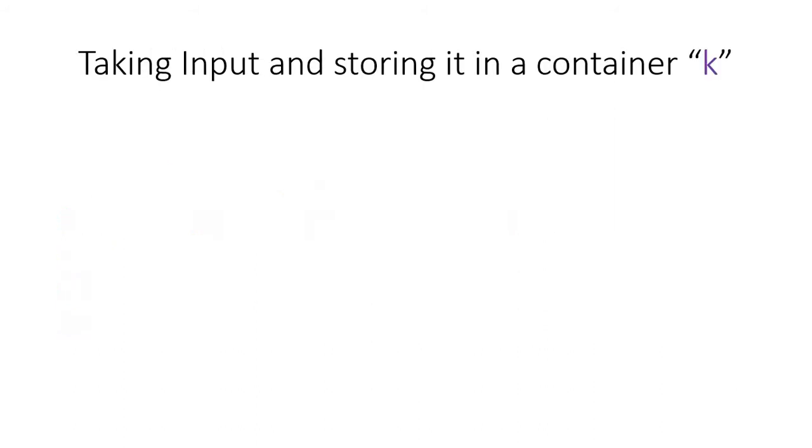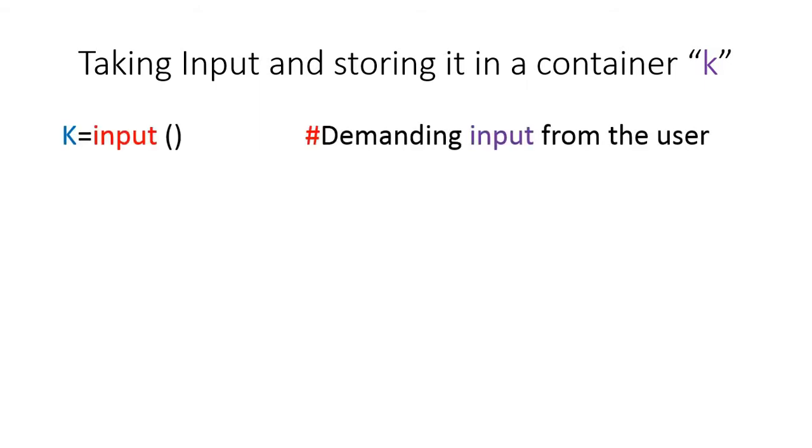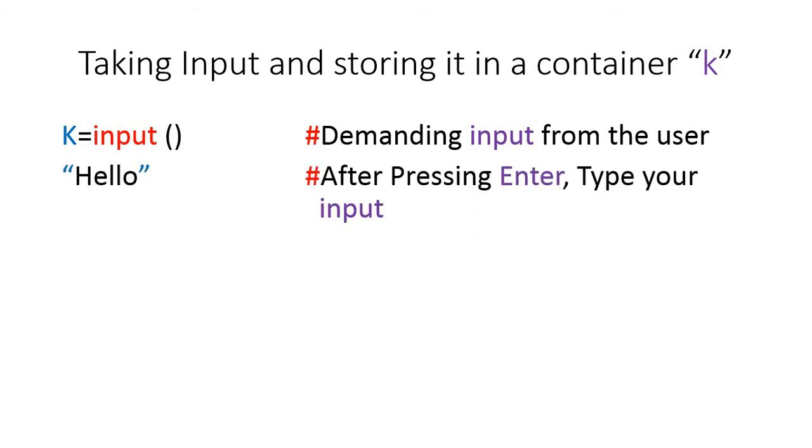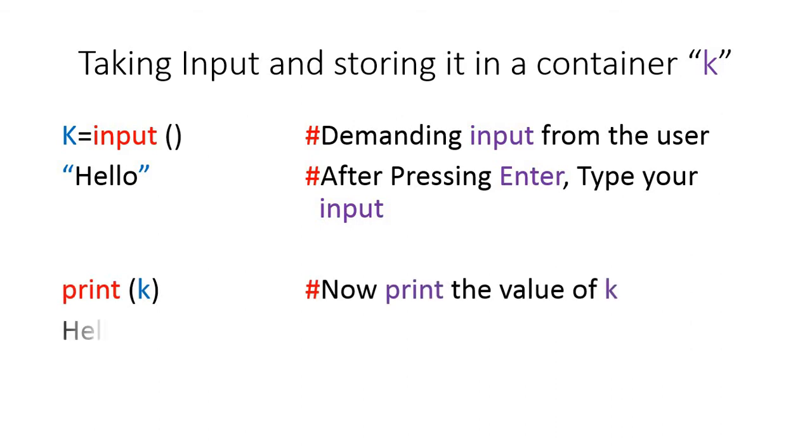Now let's come towards taking input and then storing it into a container, for example, K here. For that purpose, use input. Type K is equal to input. It will demand an input. For example, you typed hello and then you press enter. This hello string will be stored in the container K. And then when you print K, the string stored in K will be printed out.